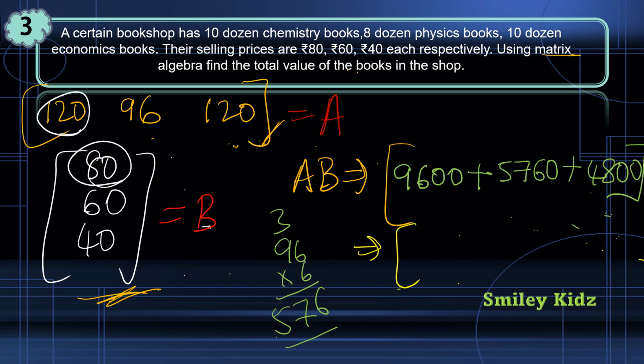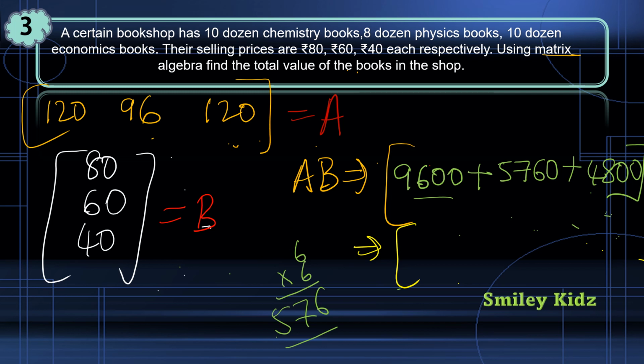Now make note that even if you do 80 into 120, it is the same 9600. Even if you do 60 into 96, it is the same 5760. Fine. Now that's not a concern when it comes to only one column or one row matrices. Okay, fine. Now let's add all of these. What is this gonna be equal to? 9600, 5760, 4800. Let's add all of them.